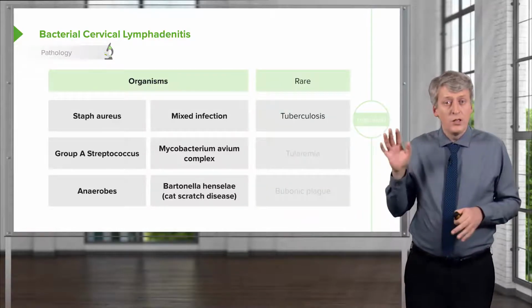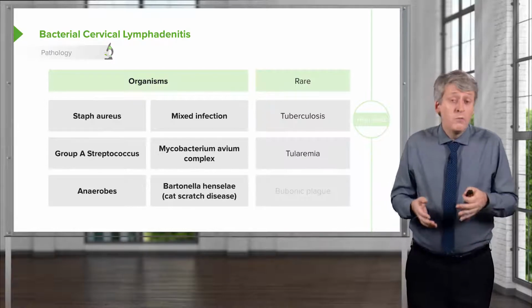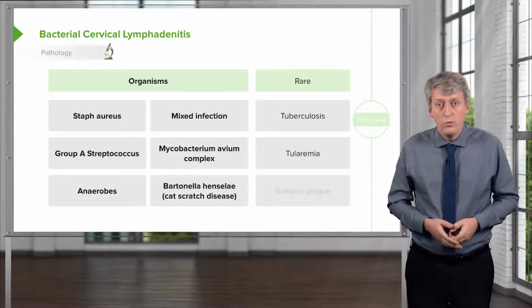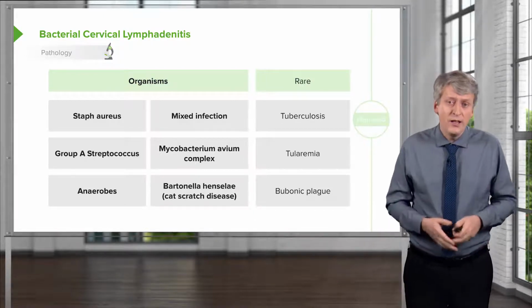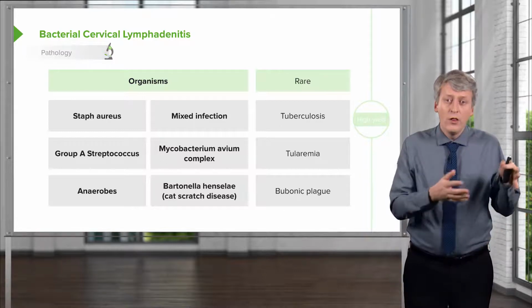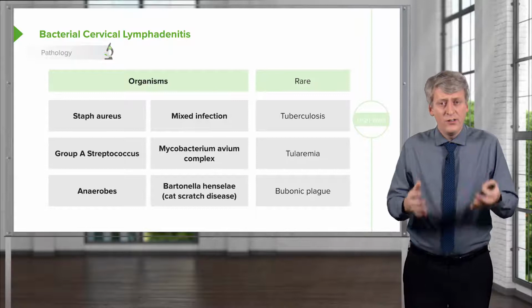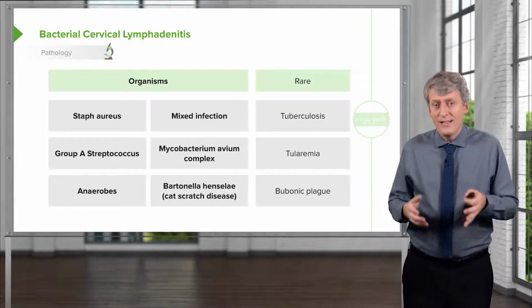More rarely, we talked about tuberculosis, also tularemia, which is actually more commonly tick-borne than from skinning rabbits, which is what you read in the textbooks. Likewise, we're seeing outbreaks in the United States, especially on the West Coast, of the bubonic plague, which presents with a whole host of illnesses and a very sick patient, but lymphadenitis is part of that.